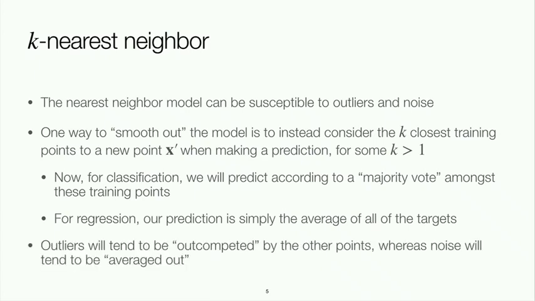The reason this is useful is because if we have outliers, typically we can think of these outliers as being, quote unquote, outcompeted by other points. If one outlier was really strange and gave you some really weird y, we tend to either average that out or it gets voted out based on all the other nearest neighbors. Whereas if you have noisy labels or noisy points, these also tend to be averaged out by the other neighbors that you have. So that's the basic idea behind k nearest neighbor. It's not that much more complicated, but it is, generally speaking, a much better idea than one nearest neighbor.